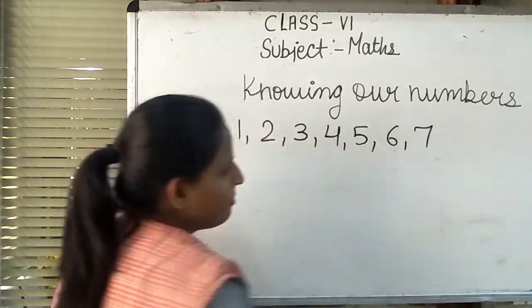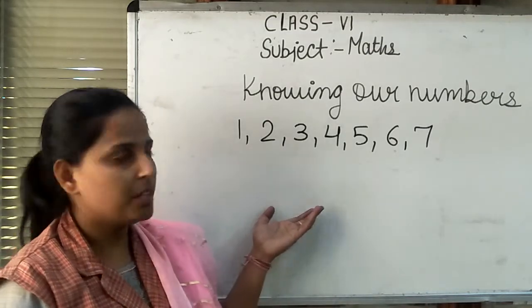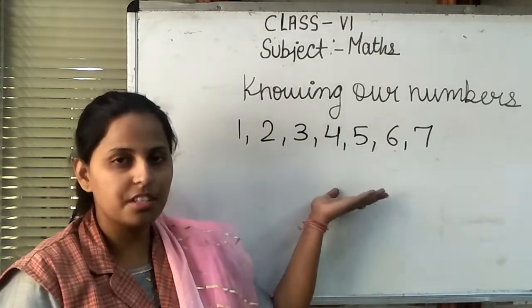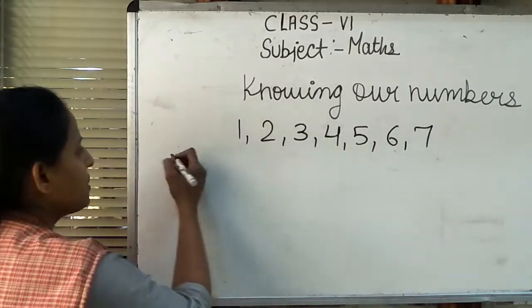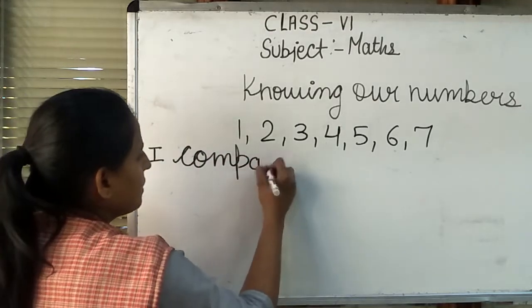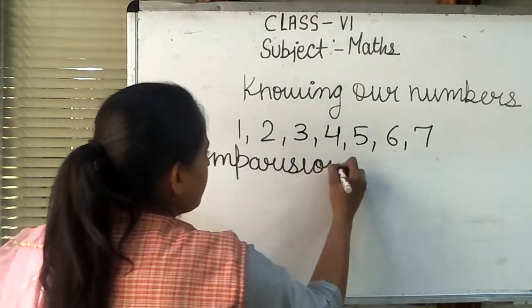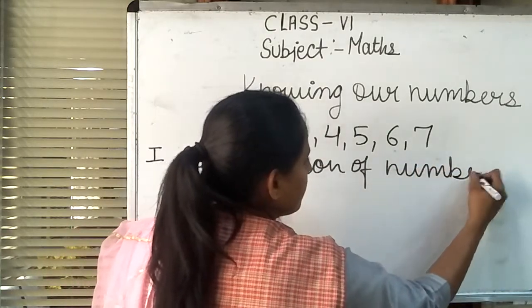So now we know the numbers. Before the Indian system of numeration, we start with the comparison of numbers, how to compare numbers through their digits. So now the first topic here is the comparison of numbers, according to digits.